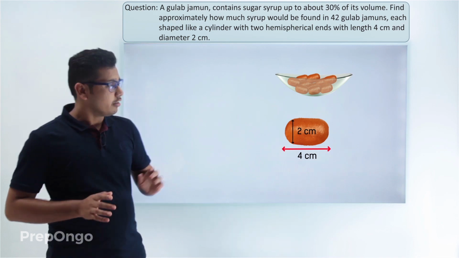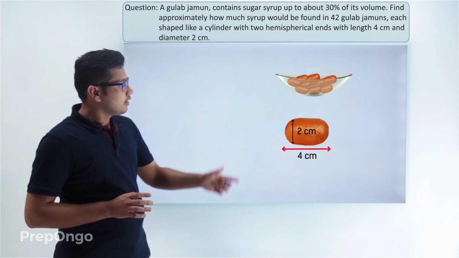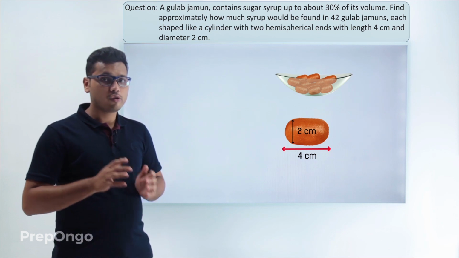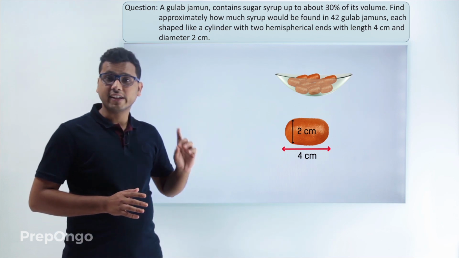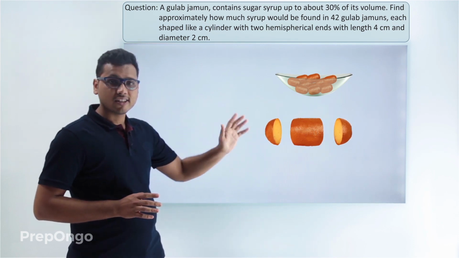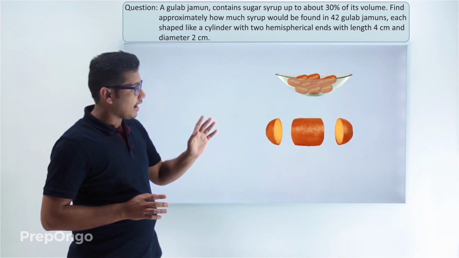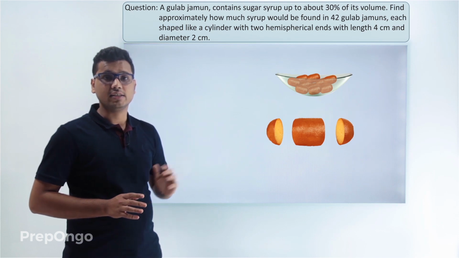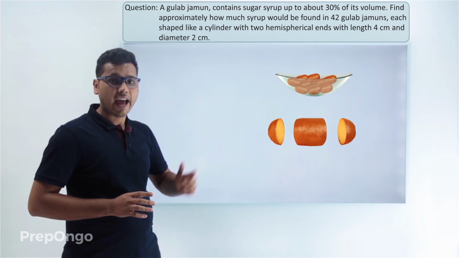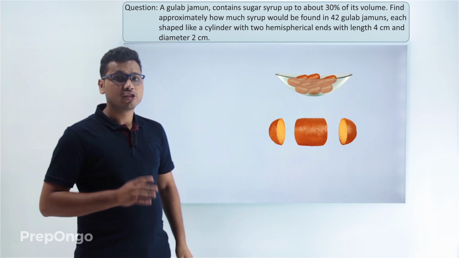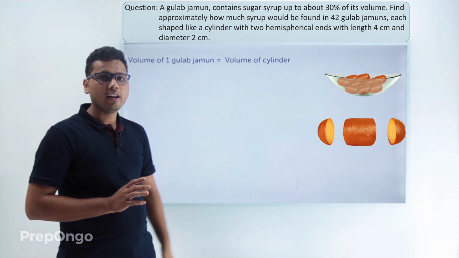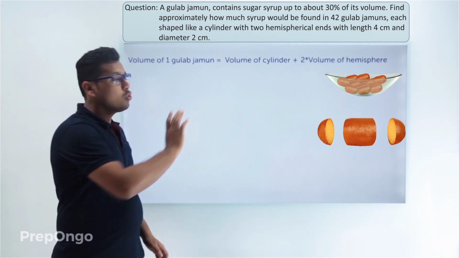So just focus on one gulab jamun first. We are given that this gulab jamun is in the form of a cylinder with two hemispherical ends. So how do we calculate the volume of this one single gulab jamun? Now notice here that we can divide this solid into a cylinder and two hemispherical ends. So basically we have to find the volume of this cylinder and the two hemispherical ends. So we can write that the volume of one gulab jamun will be equal to the volume of this cylinder and the volume of two hemispheres.